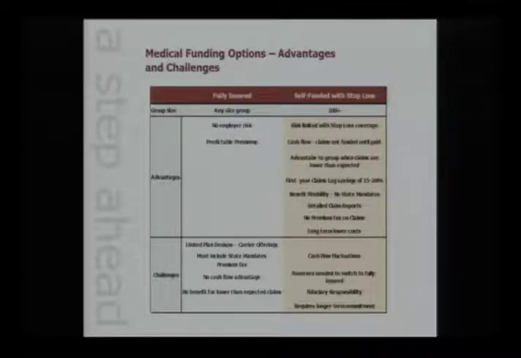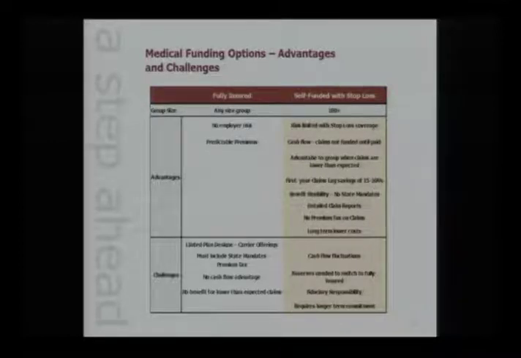Some of the challenges for a fully insured plan: you have more limited plan designs. You're really limited to what a carrier may offer. You have additional cost because of the state premium tax. You can't take advantage of the cash flow, and there's no benefit for lower than expected claims.